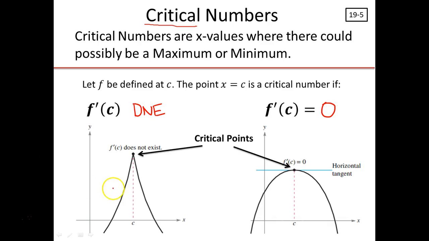And what do I mean? Well, I mean here. Here is a critical number or a critical point. It's the same thing. A point would just include an x and a y. But critical number at c in both of these situations. In both of these situations, you have a relative maximum. Here, f prime of c does not exist, and here f prime of c equals 0. So again, critical numbers where the derivative does not exist or the derivative equals 0.